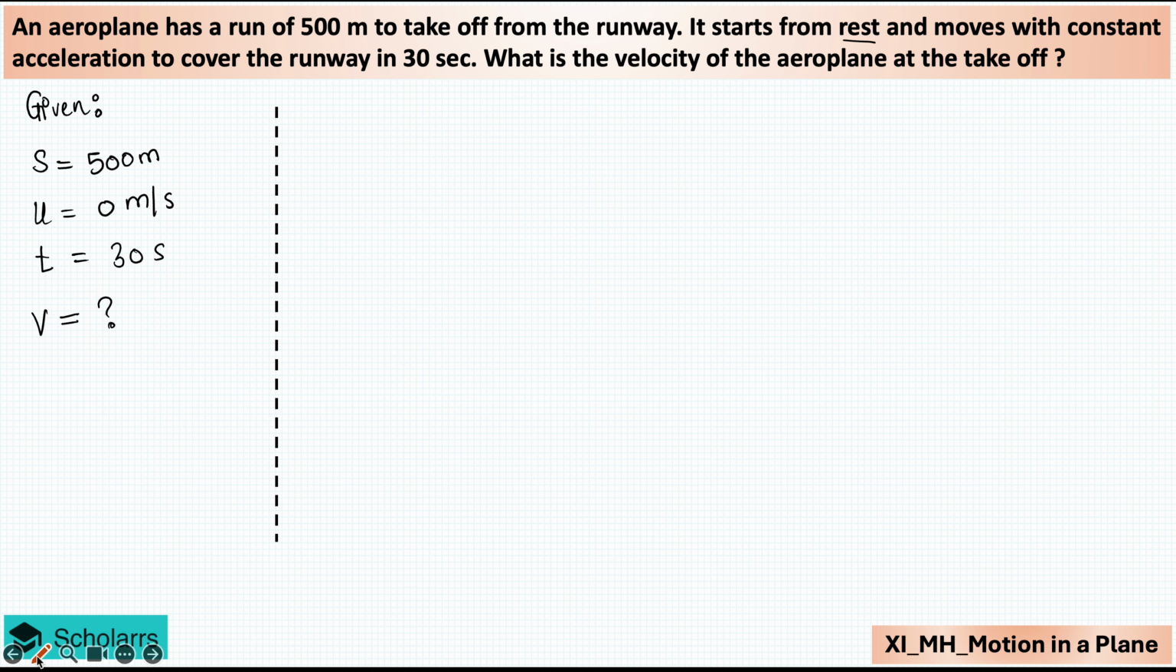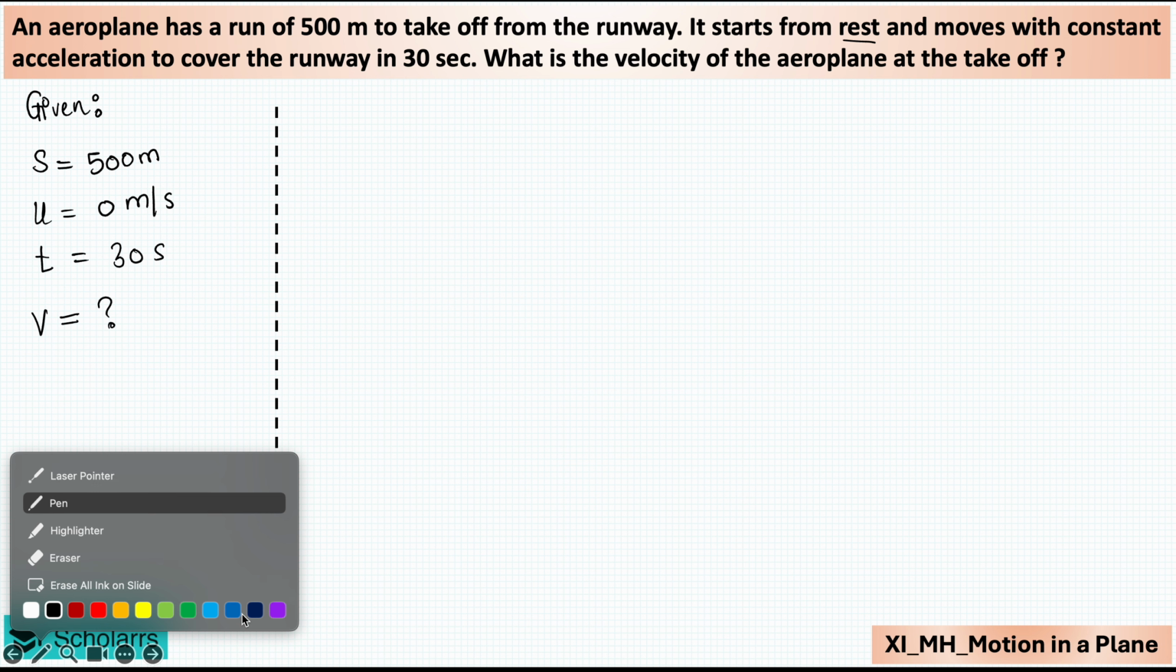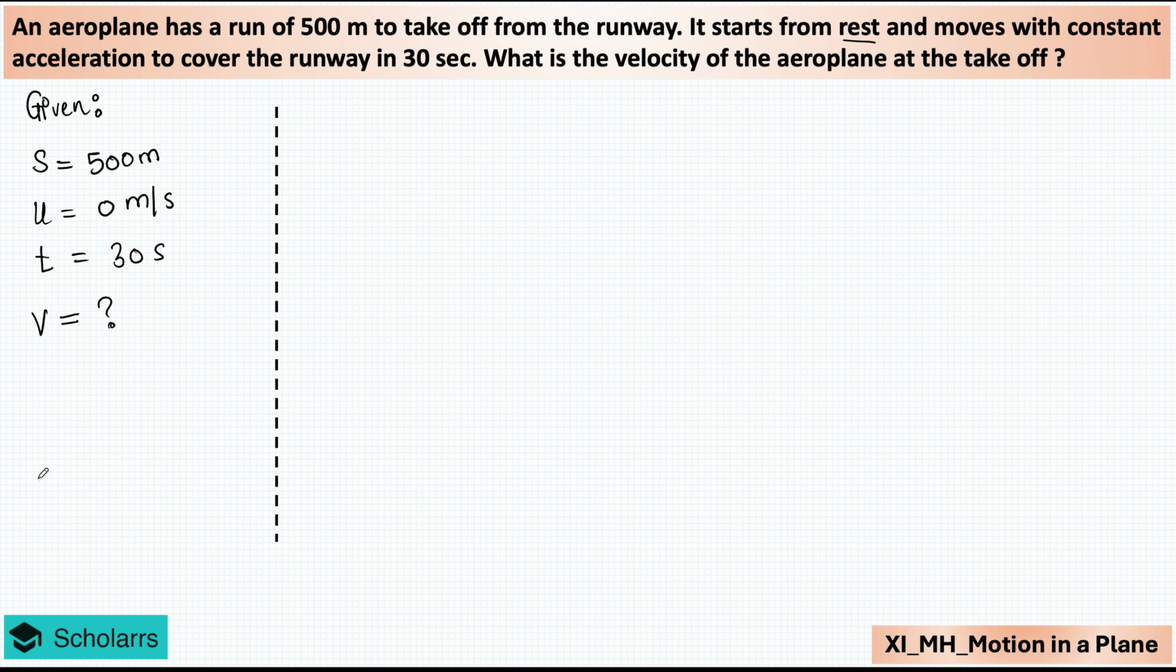Now, how will you determine? With the help of what? Kinematical equation. If you check the kinematical equations, we have the first formula v = u + at, right? And we have the third formula v squared = u squared + 2as. Okay. So if I want the final velocity, either I can go with the first one, or else I can go with the third one.